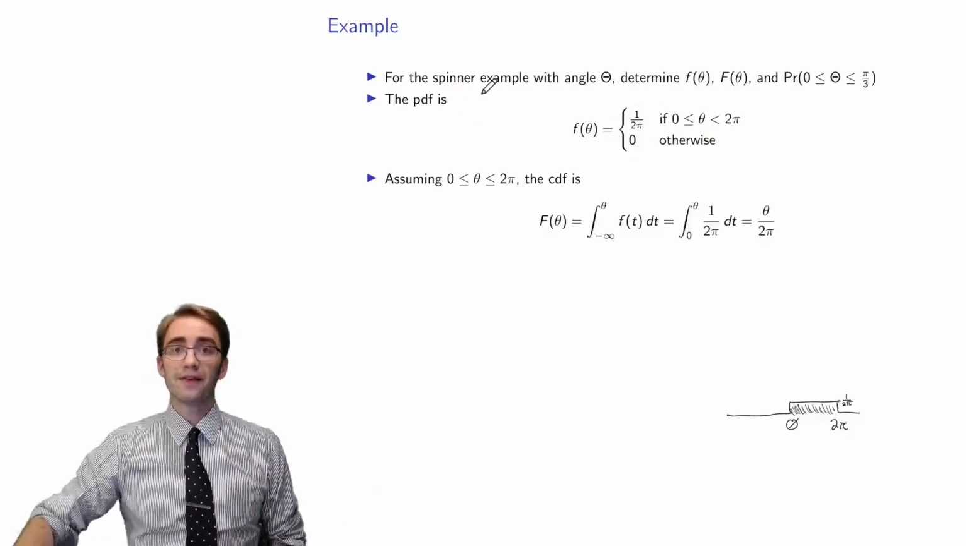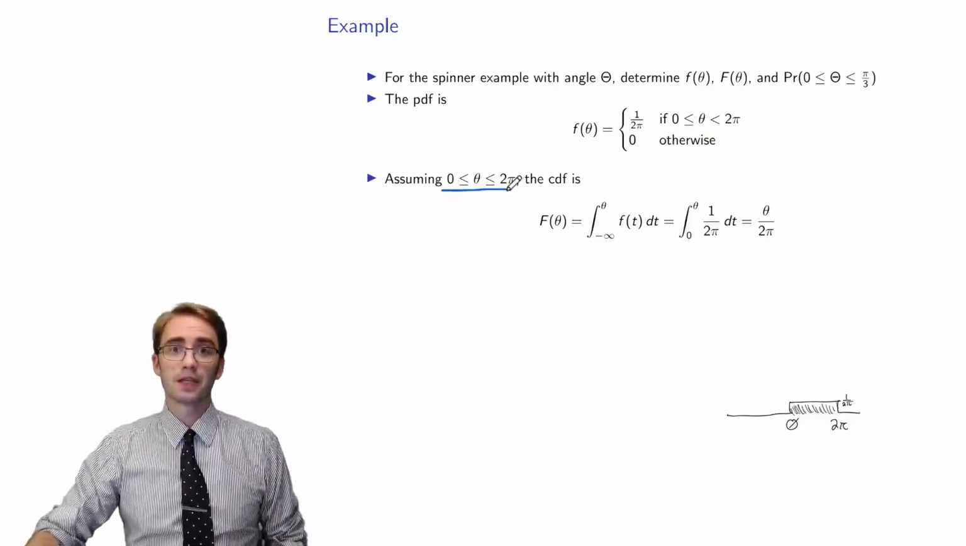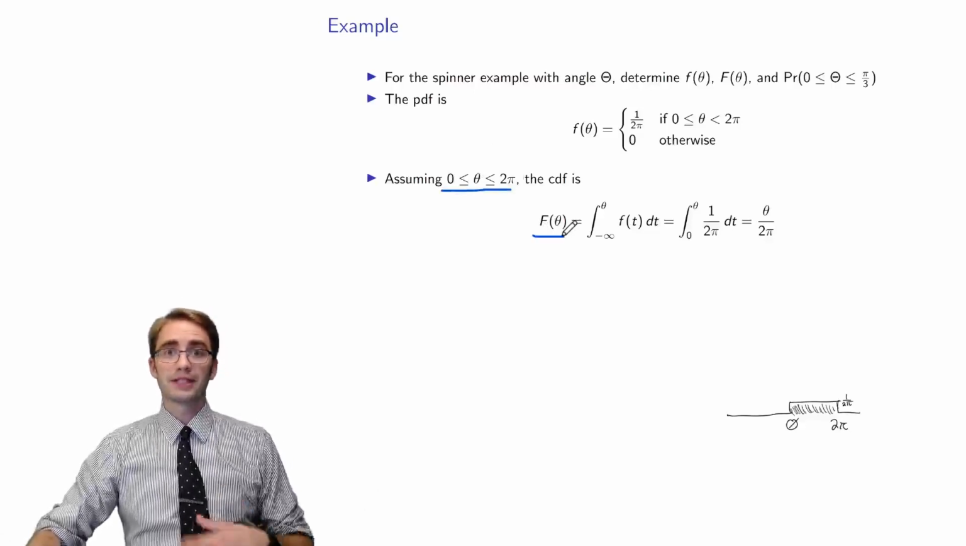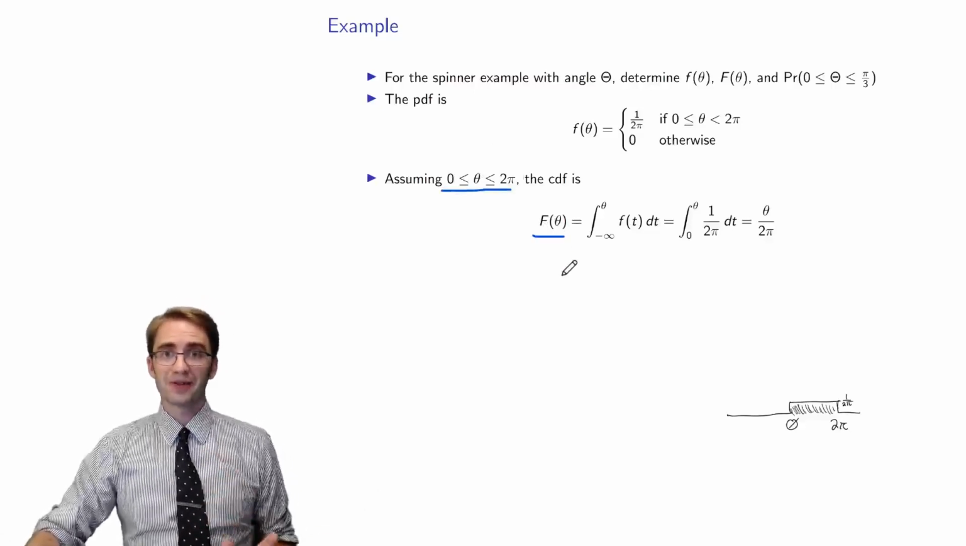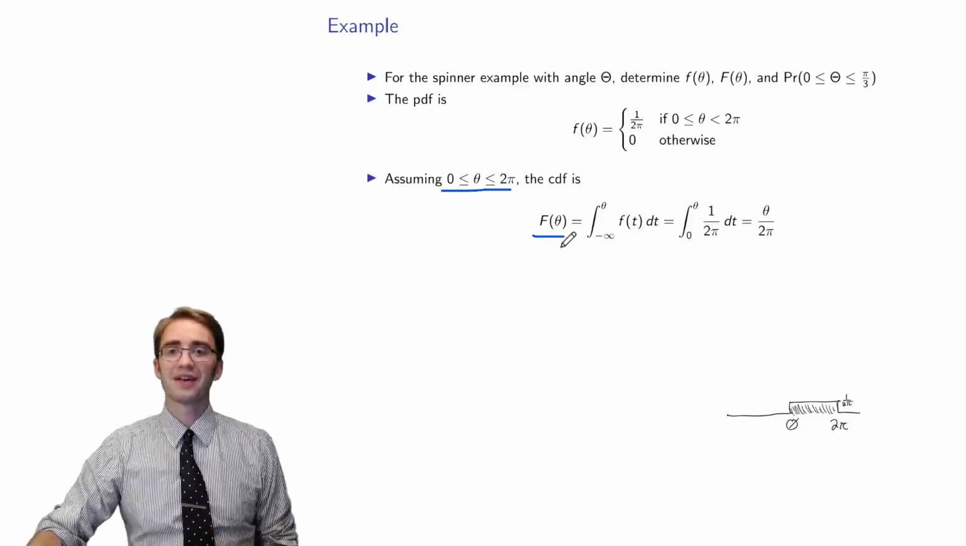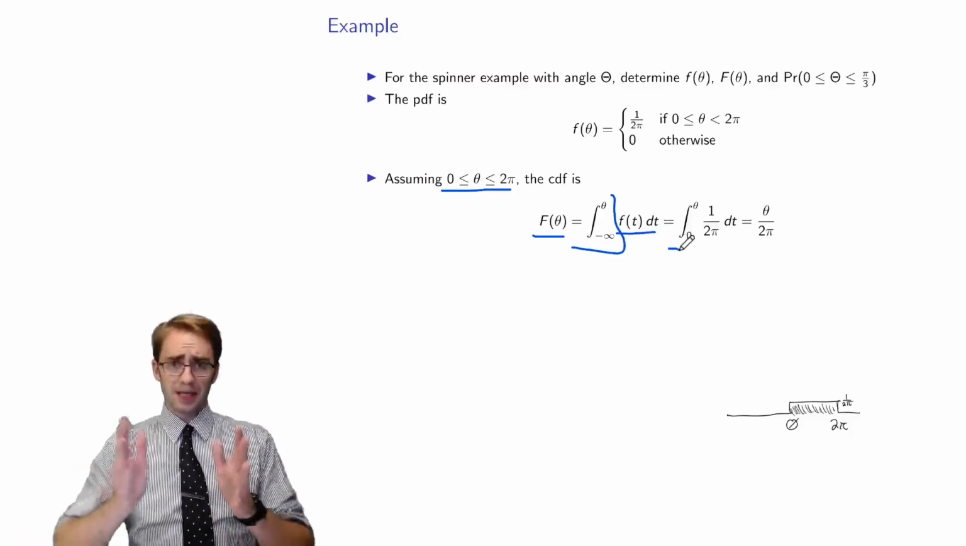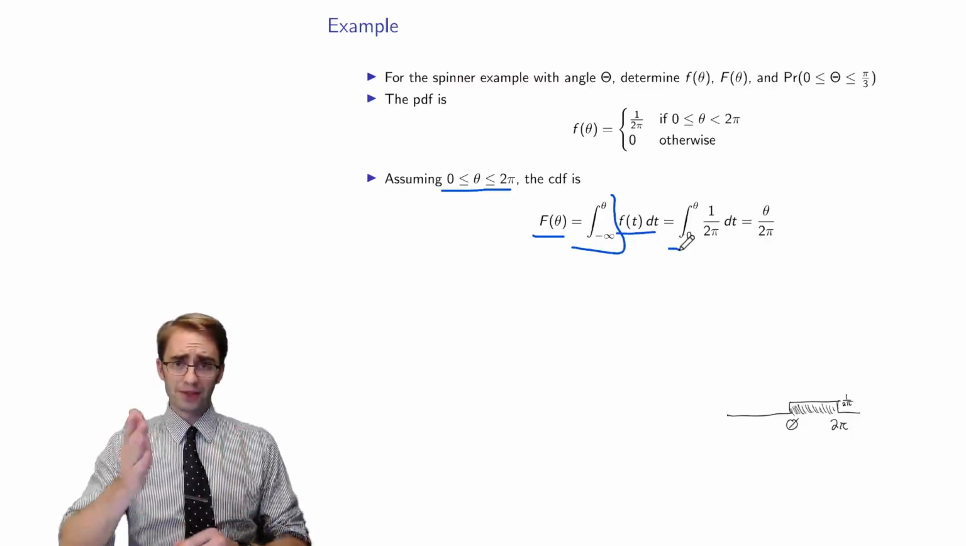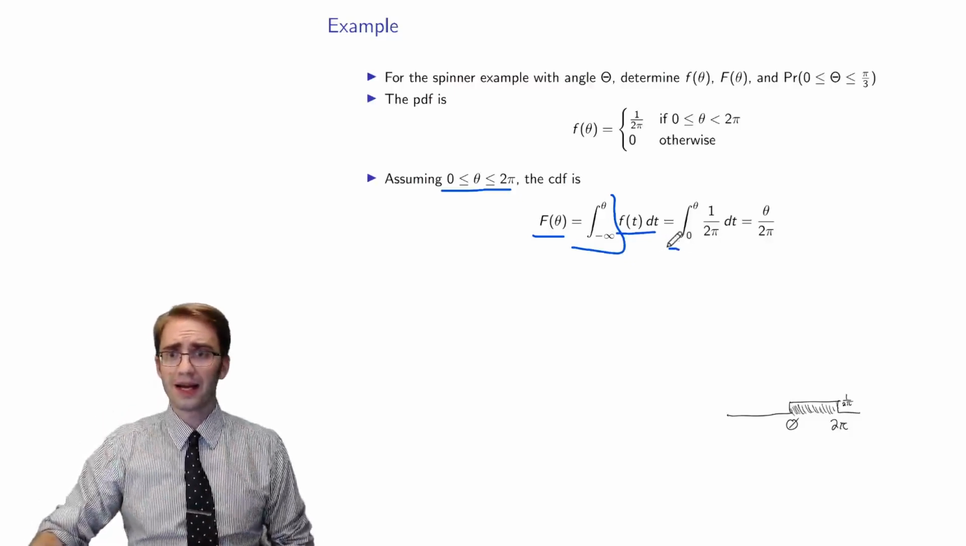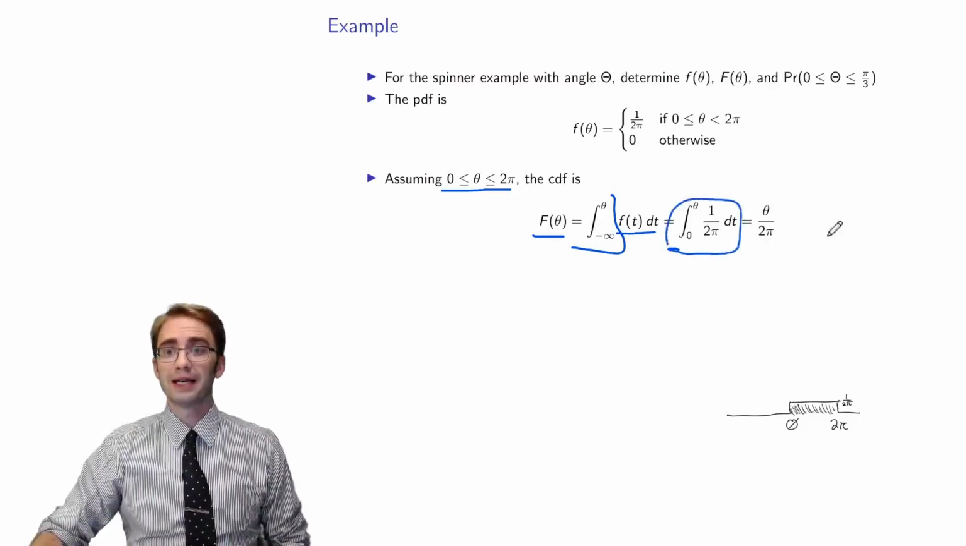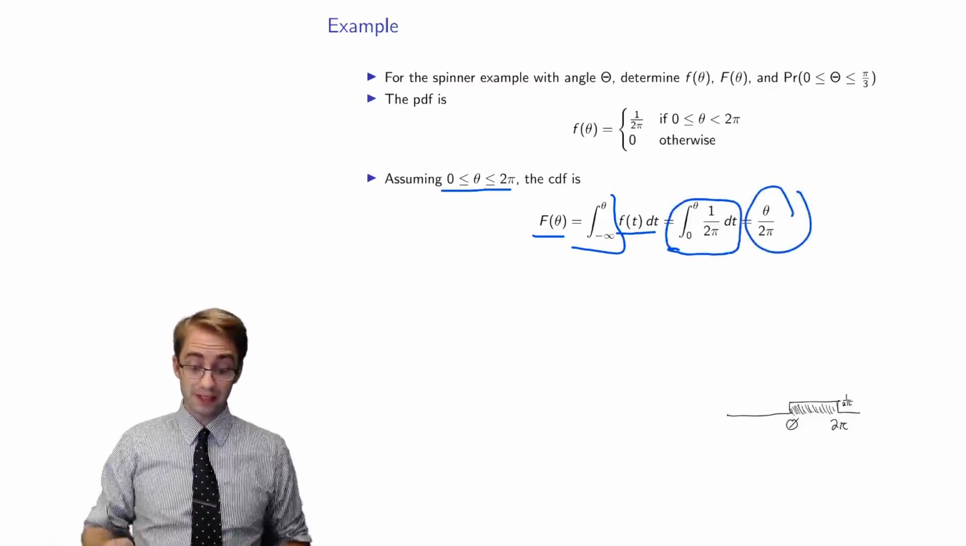The CDF, assuming that theta is between 0 and 2 pi, is just the integral of the PDF. That's always true. You can always compute a CDF that way. So the CDF is just the integral from minus infinity to theta of f of t dt. So what is that? Because this PDF is only defined from 0 to 2 pi, that's the same as taking the integral from 0 to theta of 1 on 2 pi dt, which is theta on 2 pi.